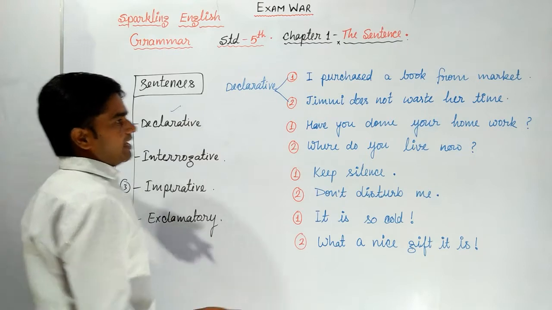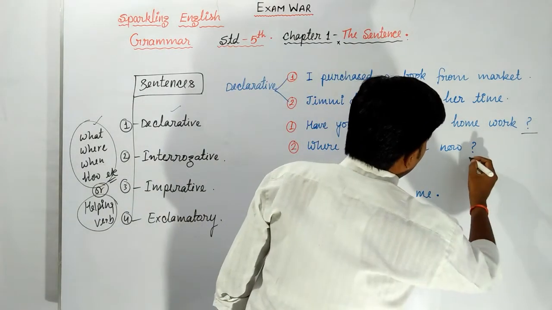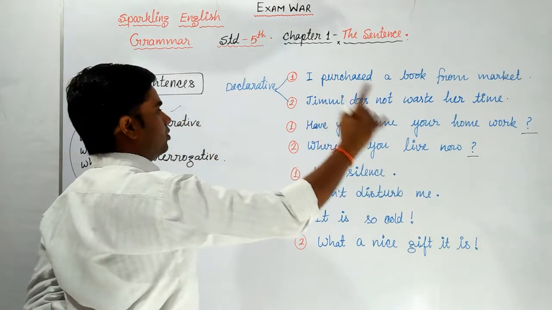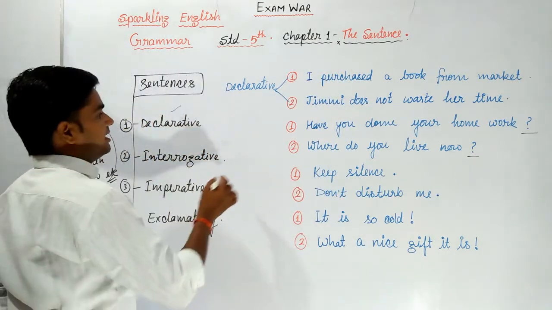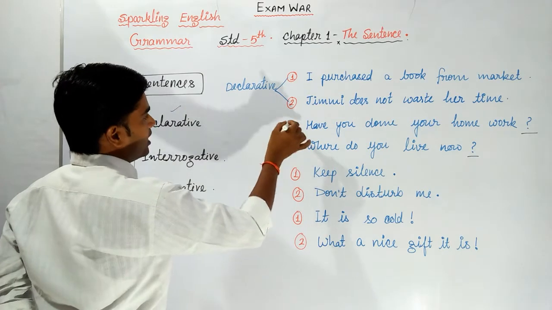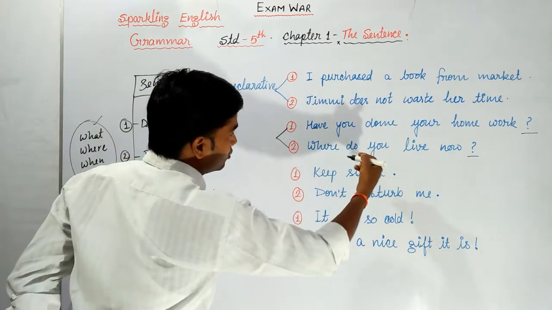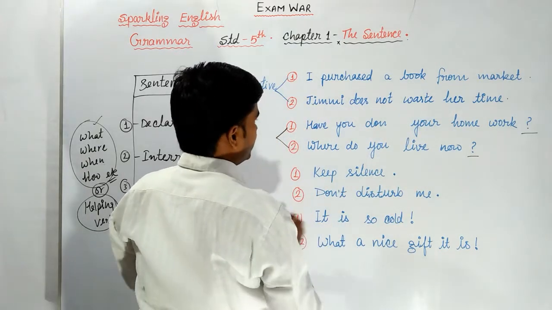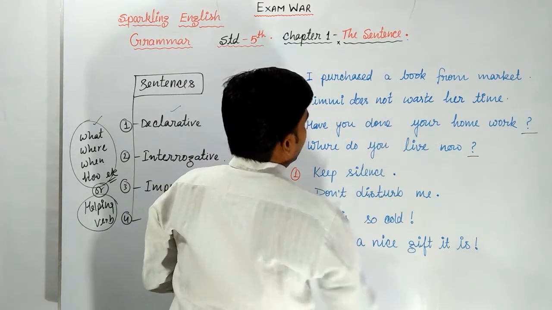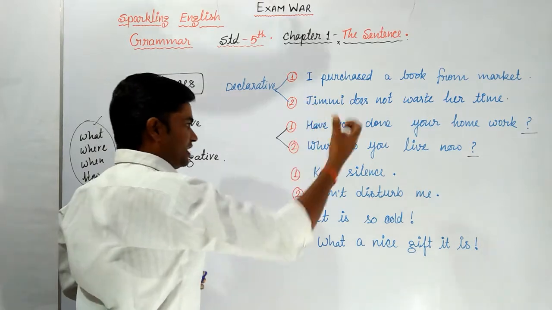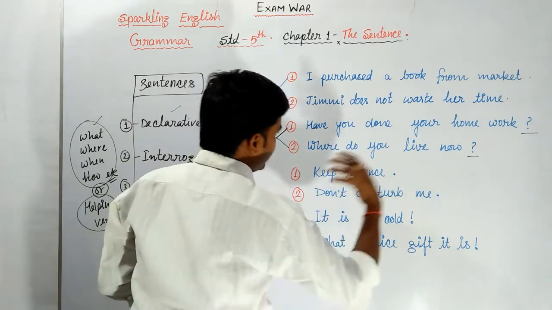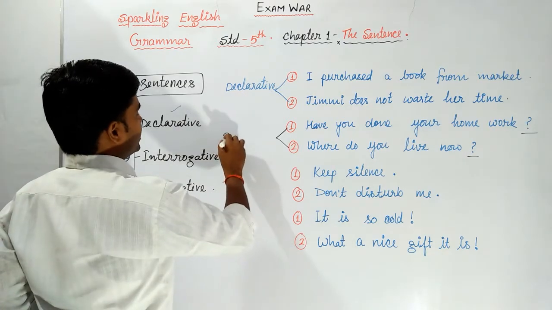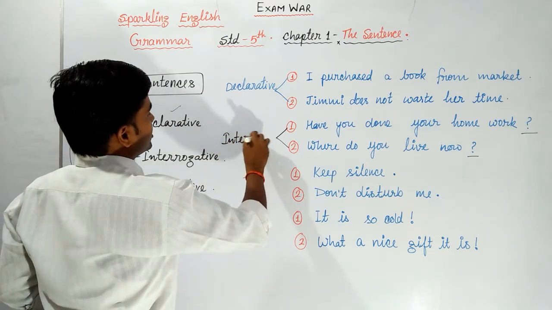And at the end of the sentence, we have an interrogative mark. That's why these sentences are called interrogative sentences, and these are sentences 1 and 2. Have you done your homework? Interrogative sentence. Where do you live? Interrogative sentence. So these types of sentences are interrogative sentences.